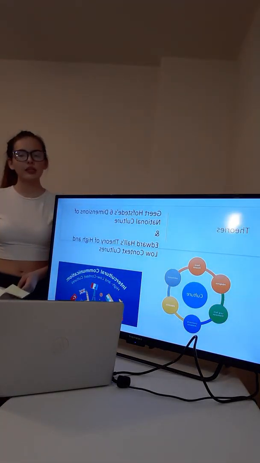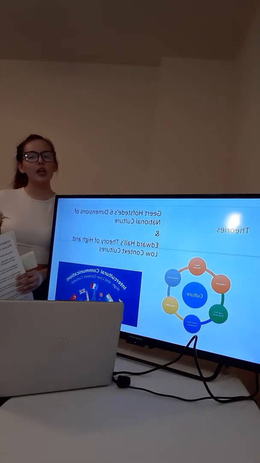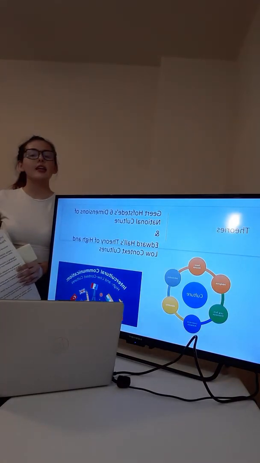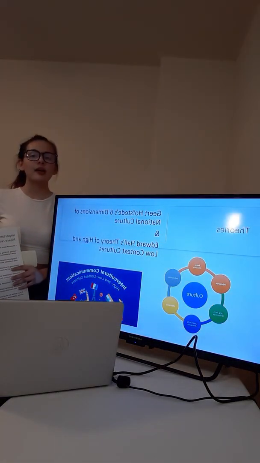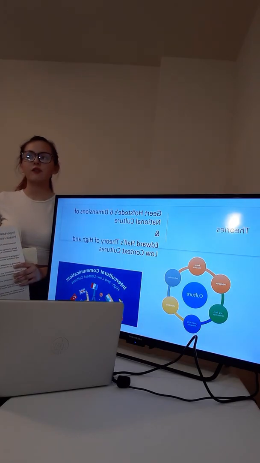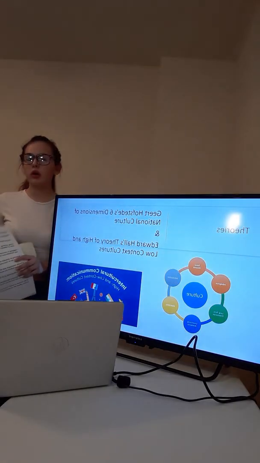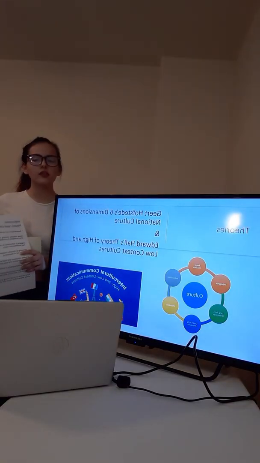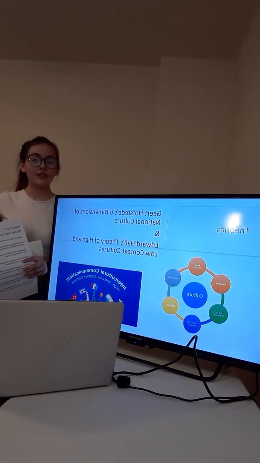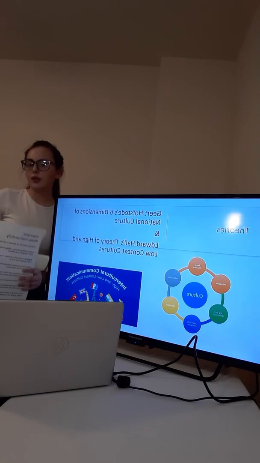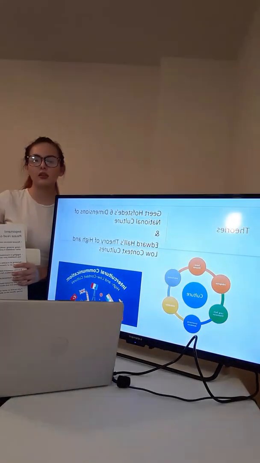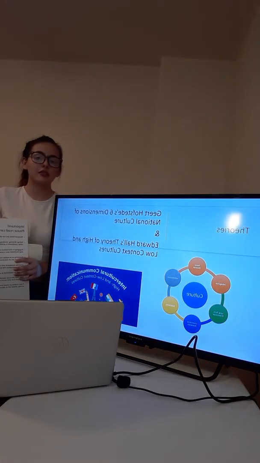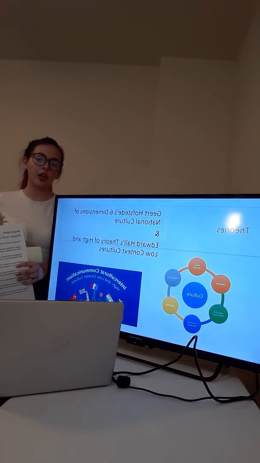So basically what the theory says is that the meaning of a message in high context cultures is determined by more than what you're saying. It is determined by the context. So that involves where you are saying it, who you are talking to, what their social status, level of education, and stuff like that. And in low context cultures, the message that you transmit is just determined by what you're saying.